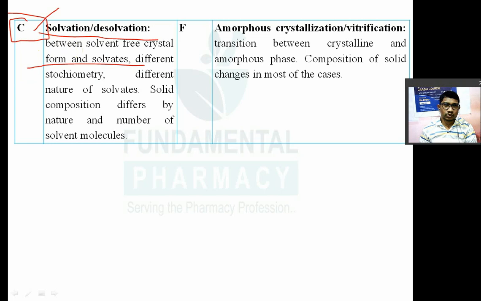So transition between solvent-free crystal, a crystal that has no solvent, and another crystal that has formed which contains solvate, meaning water, so water, the solvent of crystallization, has entered it. So how there is a phase change, how there is a transition between solvent-free crystal and solvate form. Okay, that is a phase C transformation, or transition between different stoichiometric solvates and different nature of solvents. Okay, in this also solid composition differs by nature and number of solvent molecules.